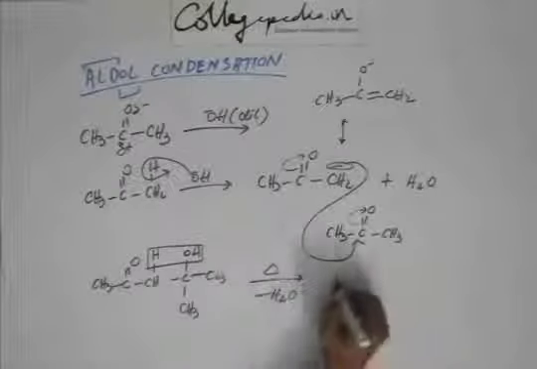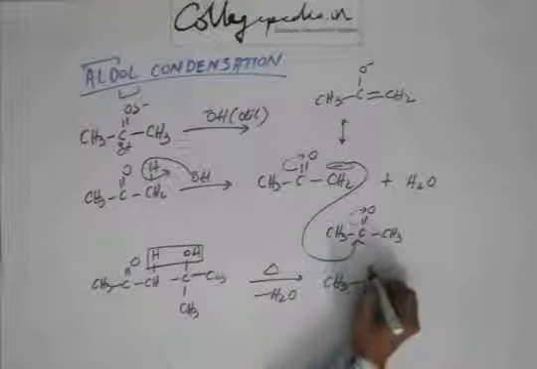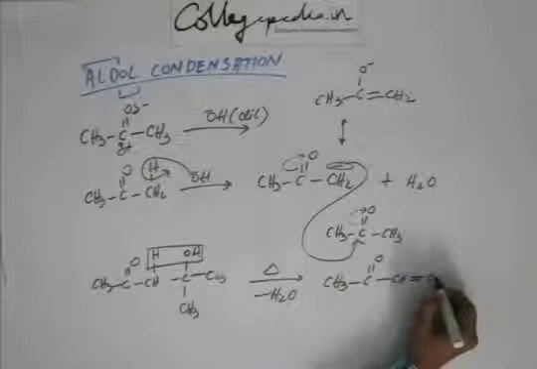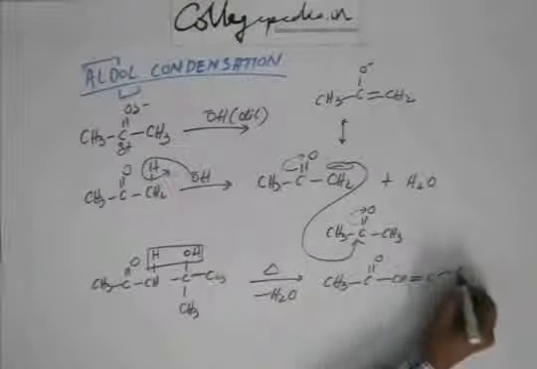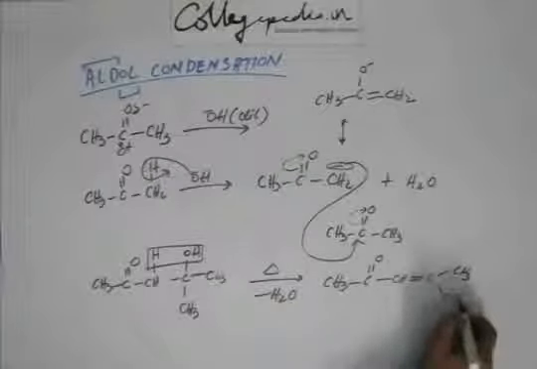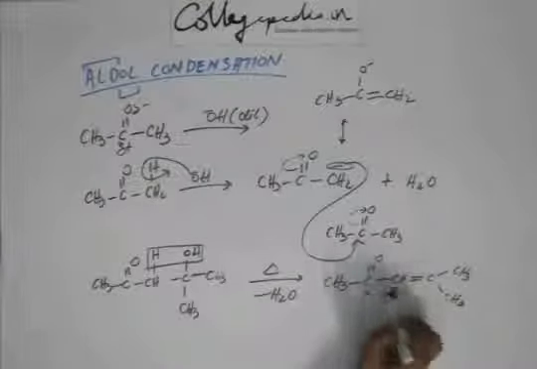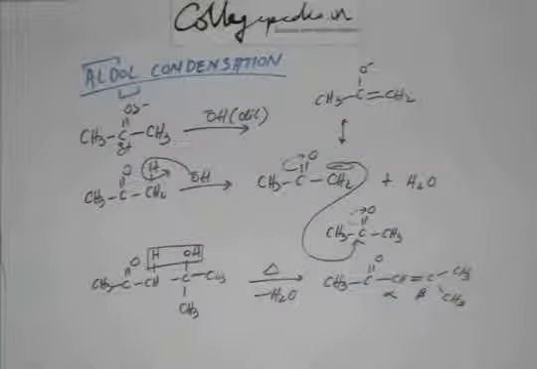So after condensation, what you are going to get is an alpha, beta, unsaturated carbonyl compound. This is the alpha position of this carbonyl and this is the beta position, and at alpha and beta you are having unsaturation. So this is an alpha beta unsaturated carbonyl compound. So this is the final product of aldol condensation. You started with a carbonyl compound and you are ending with an alpha beta unsaturated carbonyl compound.